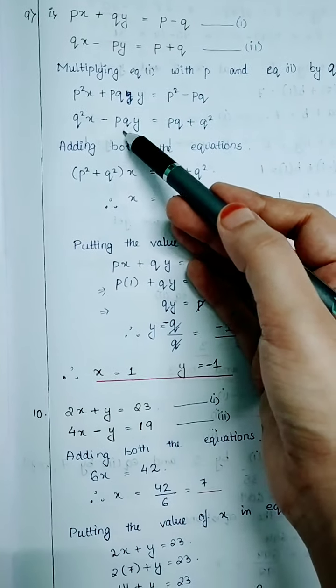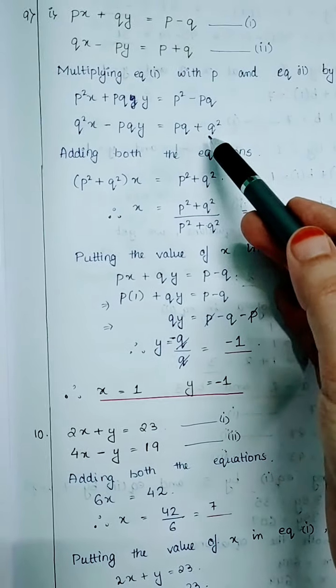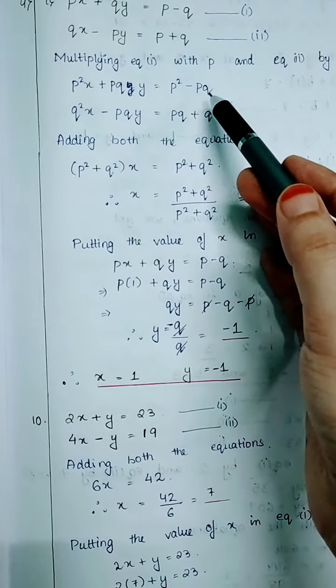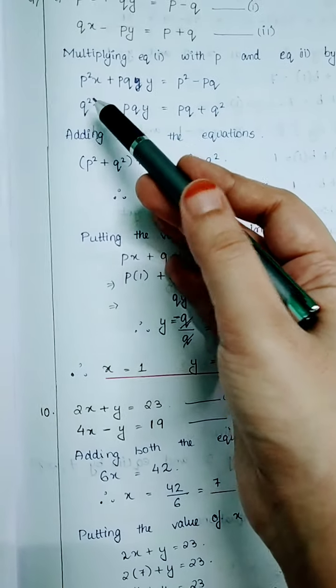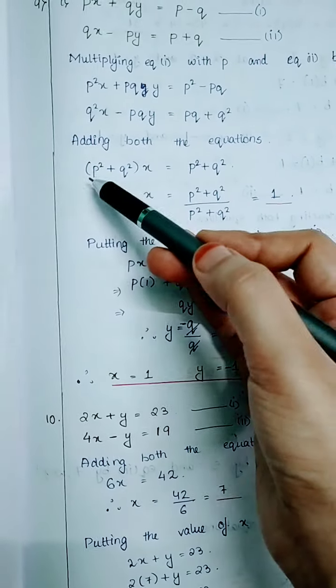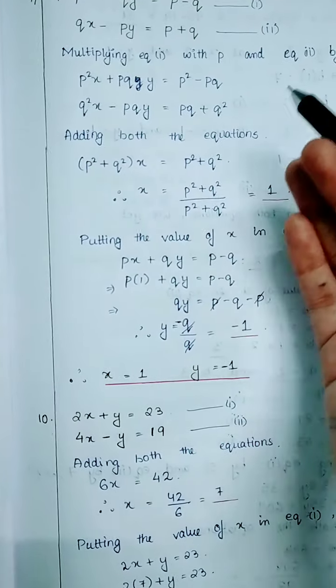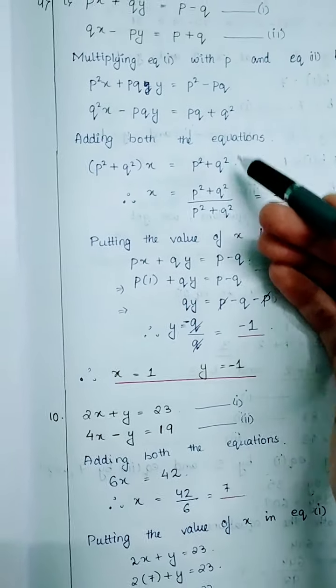Now this pqy and minus pqy become equal and opposite, so we'll cut them. And here pq and minus pq are there, so when we add both the equations, these will also cut each other. So what we are left with is p square x plus q square x. Taking x common, we can write (p square plus q square) x. And on the right side, because these cut each other, we are left with p square plus q square.